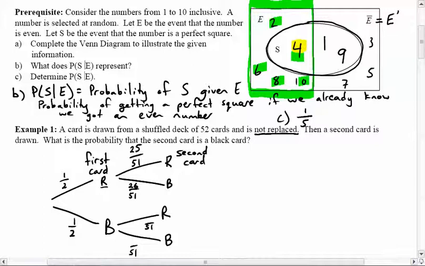How do we know this first? We're following the path on the tree. Yeah, so we're making that assumption. So on the second part, we're assuming that the first card was black. So now we only have 51 cards left. How many of those ones are red? 26. Very good. And that means there's only 25 black cards.